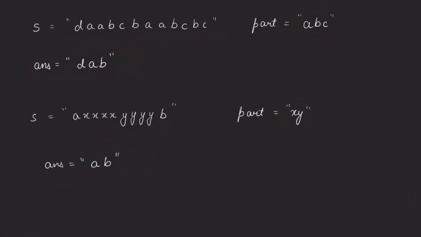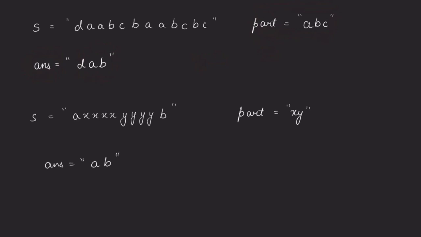What we will simply do is append each character of string s to the answer string. Whenever the length of the answer string becomes greater than or equal to the length of the part string, we will start comparing the last m characters, where m is the length of the part string. So we will compare the last m characters of string answer with part. If both strings are equal, then we will erase the last m characters from string answer. Otherwise, we will keep on appending the next characters.